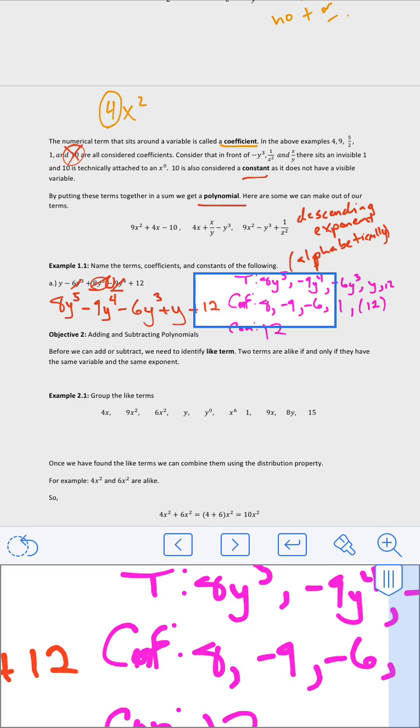If any of those pieces, coefficients, constants, polynomials, terms, descending powers, if any of that was confusing, go ahead and stop the video now, because we're going to go on to combining them using adding and subtracting of polynomials and like terms. And if you don't know what a term is, you're not going to know what a like term is. So make sure you get your questions answered as we go along. If you need to, pause the video.